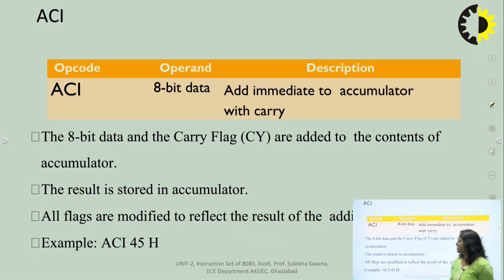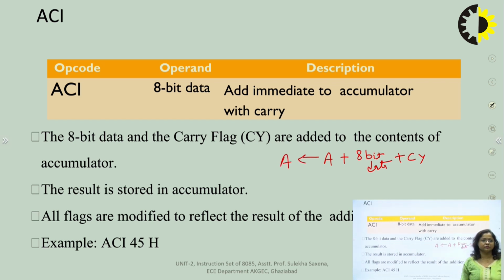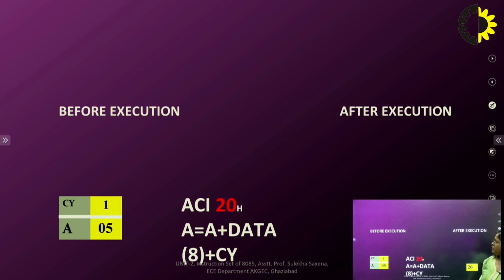ACI means add immediate data with carry flag to accumulator. So accumulator plus 8-bit data plus carry flag is saved to accumulator. For example, let before execution carry flag is 1, accumulator is 5, and if we perform ACI 20, then it adds 20 plus 5 plus 1, that is 26. So 26 will be available in accumulator after execution.